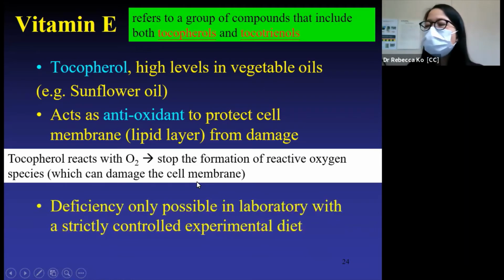I would say in general, we should have enough intake of vitamin E because we use vegetable oils to cook the food, right? But if someone is under controlled experimental diets, maybe there's a deficiency. But in general, we should have enough intake.